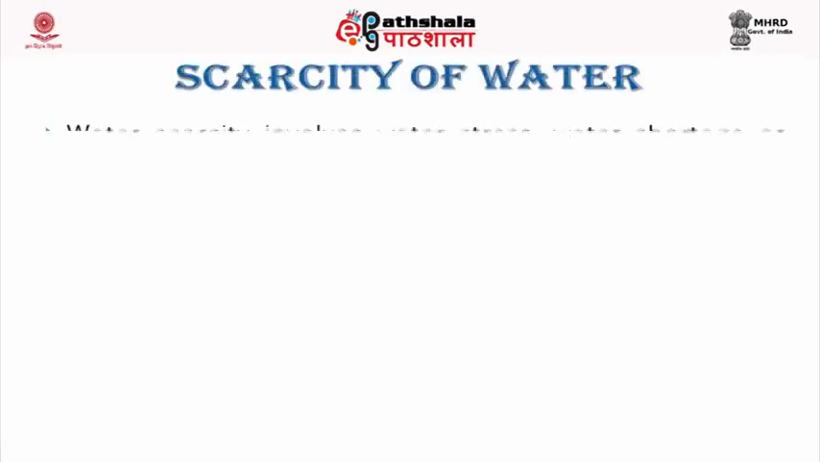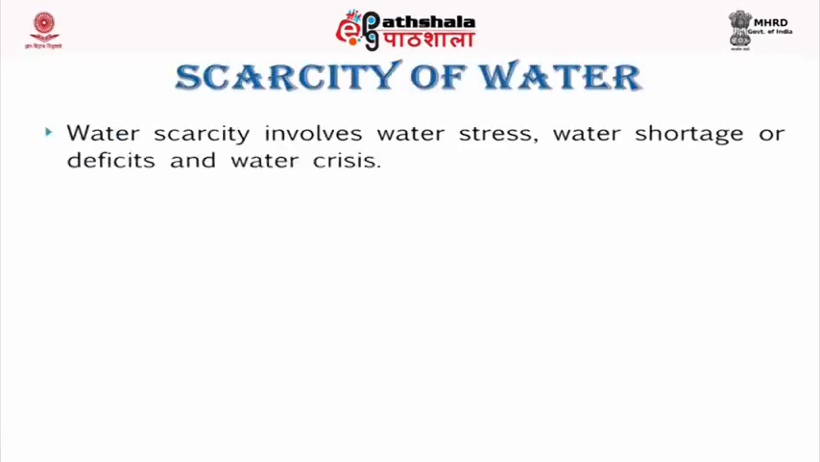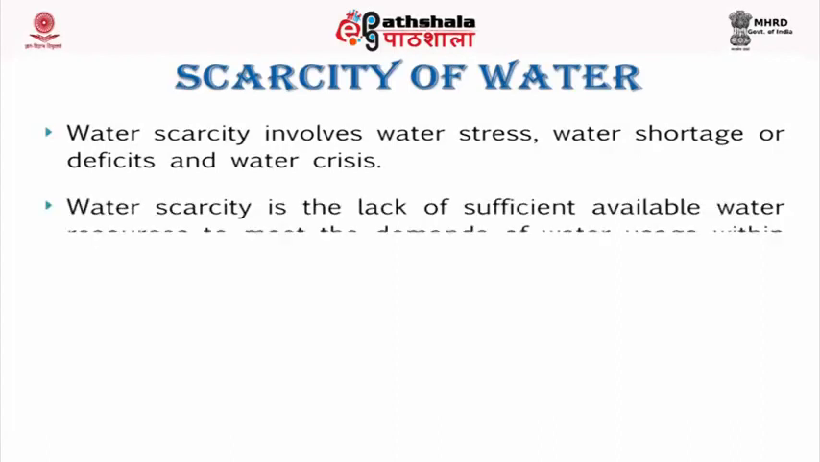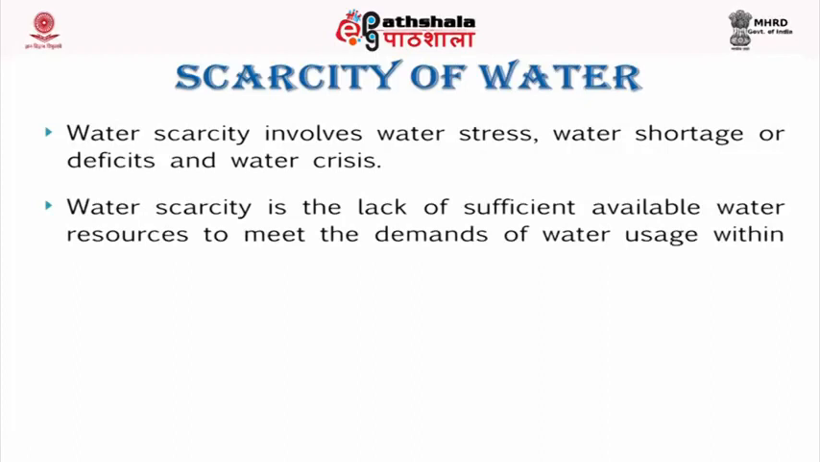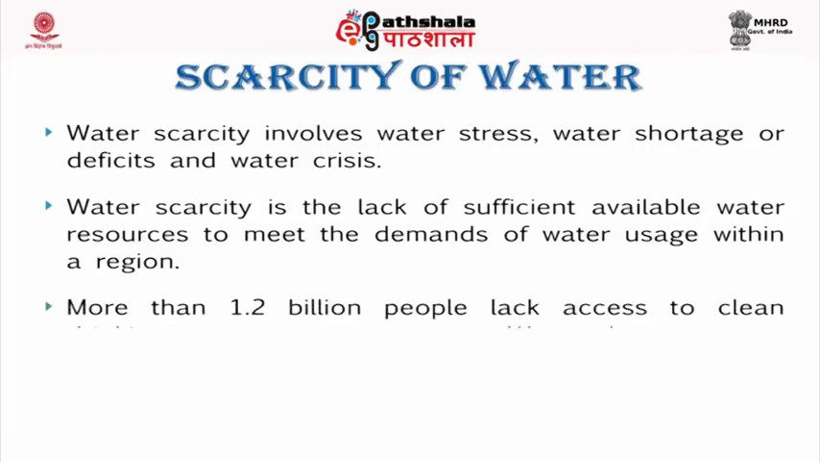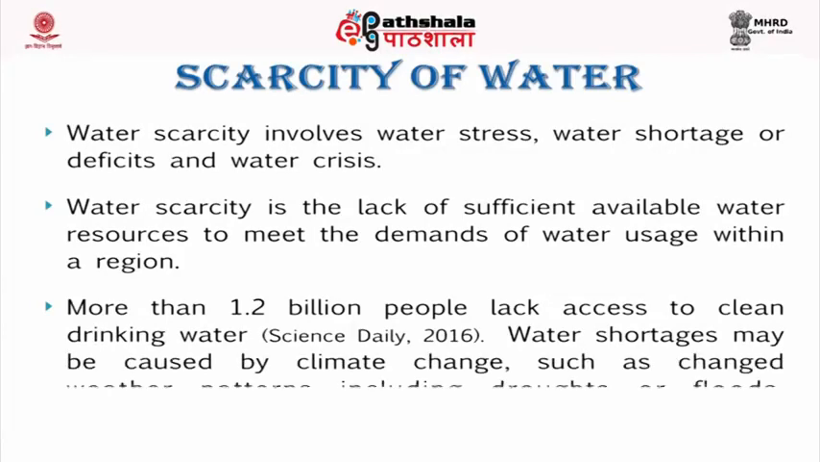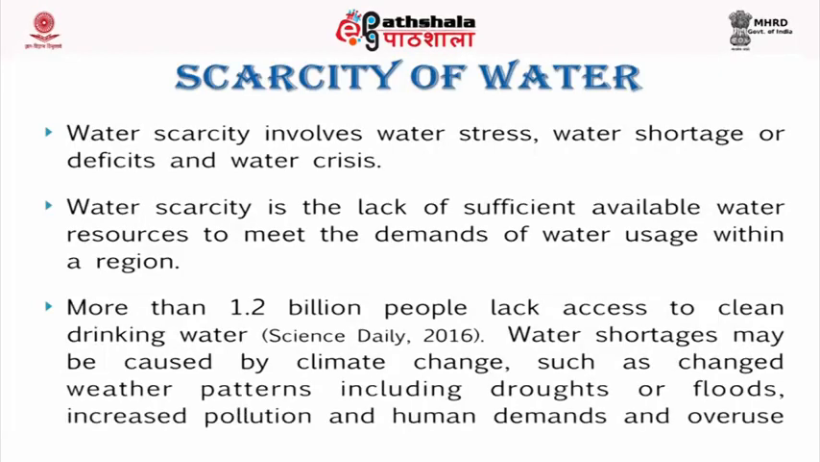Scarcity of water. Water scarcity involves water stress, water shortage or deficit, and water crisis. Water scarcity is the lack of sufficient available water resources to meet the demands of water usage within a region. More than 1.2 billion people lack access to clean drinking water. Water shortages may be caused by climate change, such as changed weather patterns including droughts or floods, increased pollution, and human demands and overuse of water.